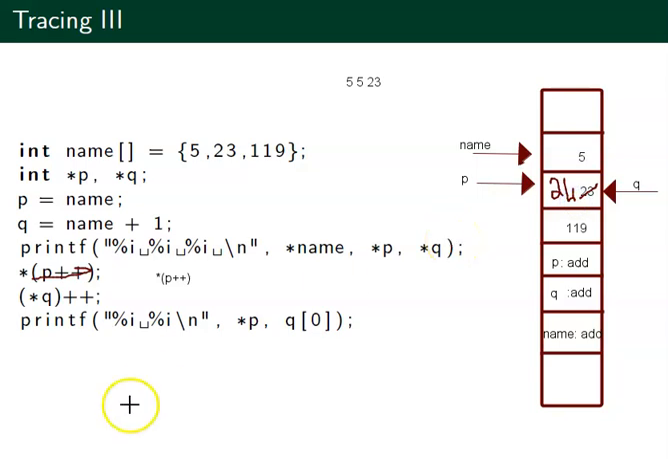So now we go and execute the second print. In this case, I print an integer followed by a space, followed by an integer and a new line. The first integer I print is asterisk p. Asterisk p in this case is the 24. And then q of 0. Now, this might be a bit weird for you. Why? Because we never initialized an array named q.